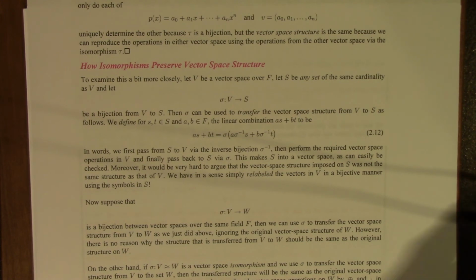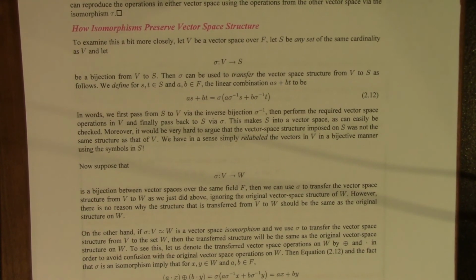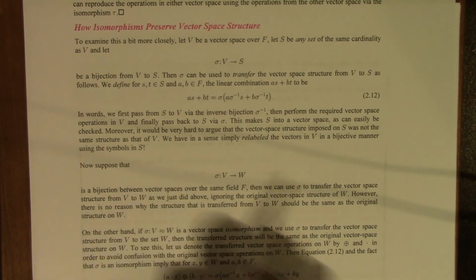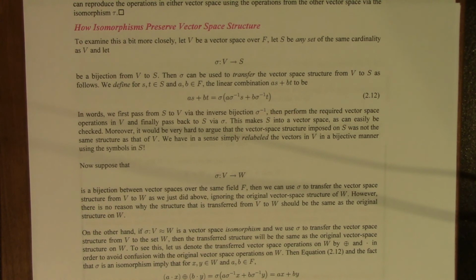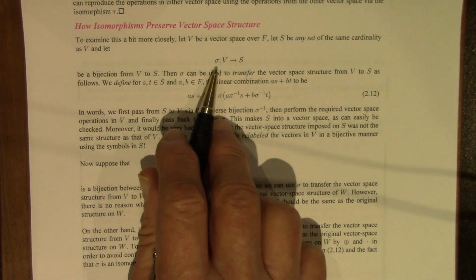And now it would be difficult to dispute the fact that the vector space structure imposed on S is the same structure as the one on V, because we got the vector space structure on S from the structure on V. In a sense, really, we're simply relabeling the vectors in V in a bijective manner using the symbols in S. And the relabeling is done by the bijection sigma.